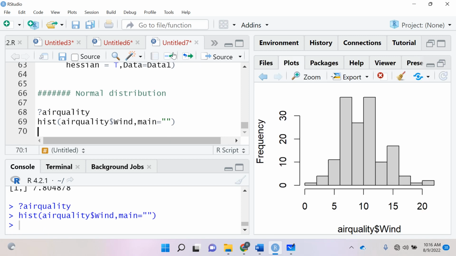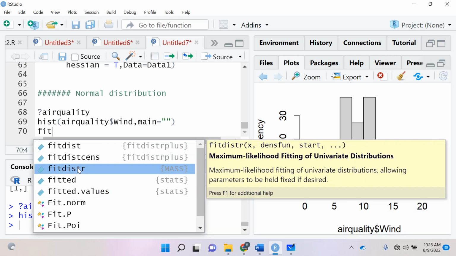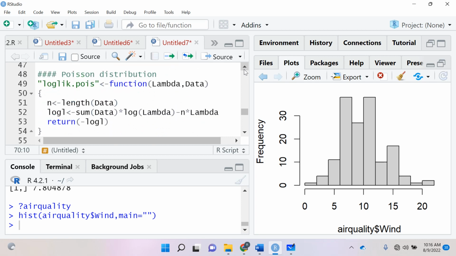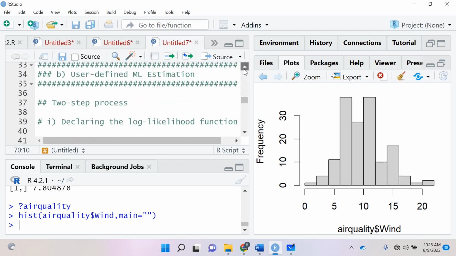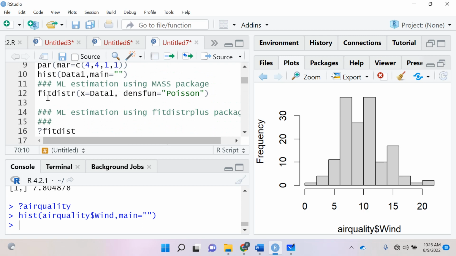So this looks like a normal distribution. My preoccupation is to fit a normal distribution to it. Remember, I can do this using what? The inbuilt functions. So let me start with the first one, fitdistr. Remember, we've done this up here, so I can go there and copy and paste some of it in here.